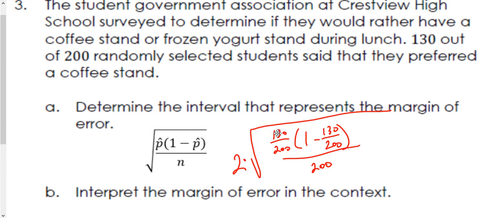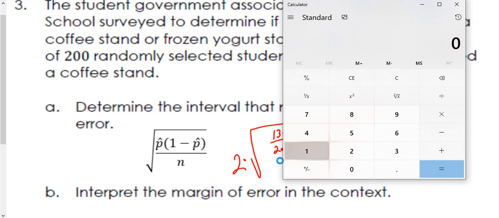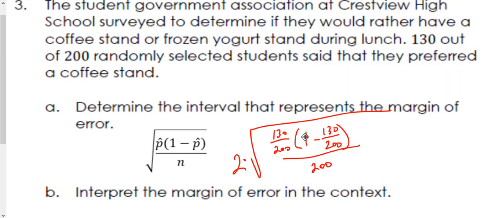So if we throw this into a calculator, we've got 130 over 200. In a calculator, that would be 130 divided by 200, and we get 0.65. All right, in other words, 65% of the students wanted a coffee stand. Now, I want to take that and multiply it times 1 minus this. Well, if this number is 0.65, I just have to remember 1 minus 0.65 would be 0.35.